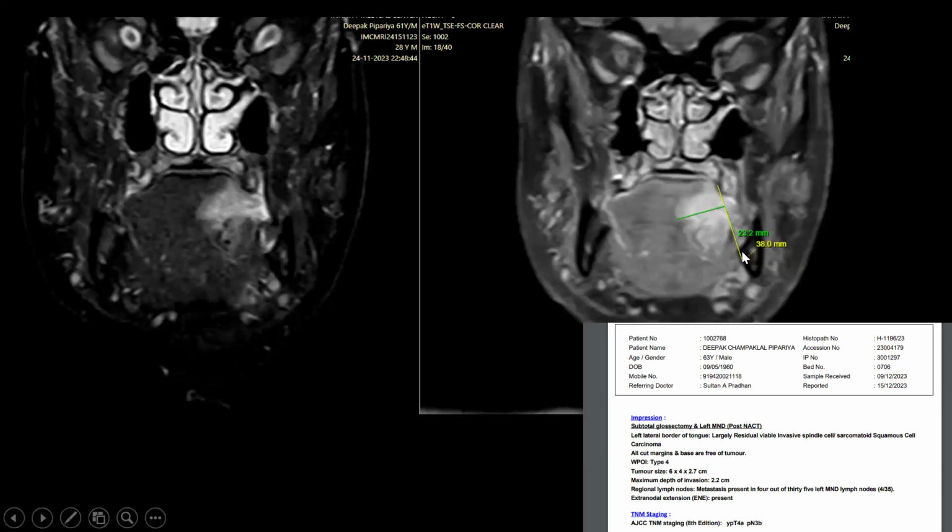We draw a line along the interpreted mucosal surface, and we draw a perpendicular along the maximum depth. We have to exclude anything which is outside because that forms part of the tumor thickness. So here it was around 23 mm, and we can see the maximum depth on histopathology is 2.2 centimeters.